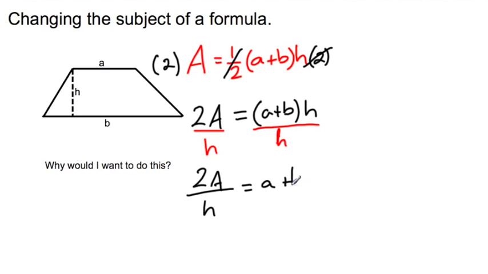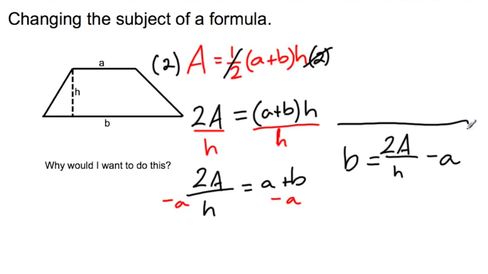Notice that those parentheses are now gone because there isn't anything being multiplied to it, so now that's just a plus b, which means now if I want to get b by itself, the last thing I need to do is subtract a from both sides. So then my final answer, or changing the subject of the formula, yields me b equals 2a over h minus a.